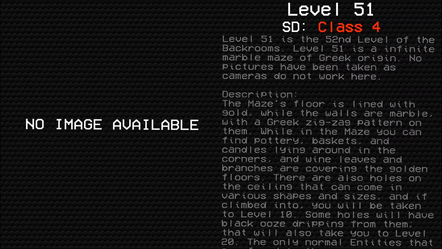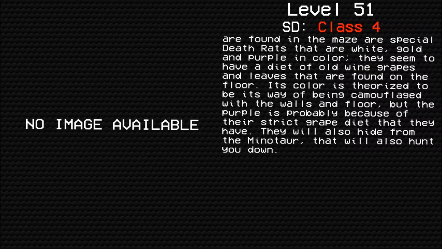The only normal entities found in the level are special death rats that are white, gold, or purple in color. They seem to have a diet of old wine grapes and leaves that are found on the floor. Their color is theorized to be their way of camouflaging with the walls and floors, but the purple is probably because of their strict grape diet. They will also hide from the Minotaur, which will hunt you down.